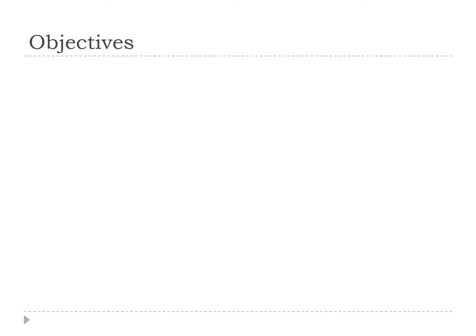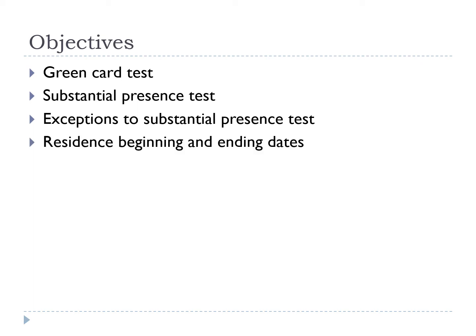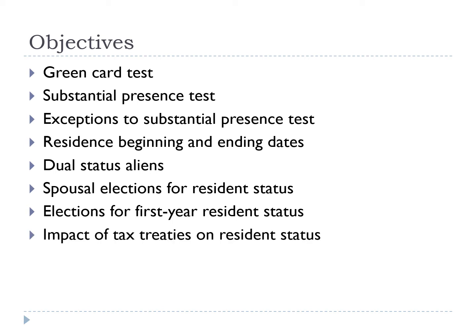The objectives of this lecture are to understand the following tax rules: the green card test for resident status, the substantial presence test for resident status, the exceptions to the substantial presence test, the beginning and ending dates for resident alien status, dual status aliens, the spousal elections for resident status, the elections regarding first-year status, and the impact of tax treaties on residence status.